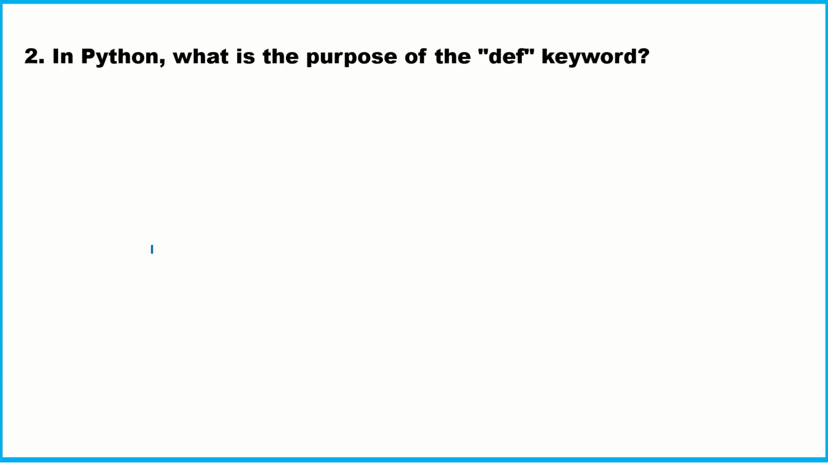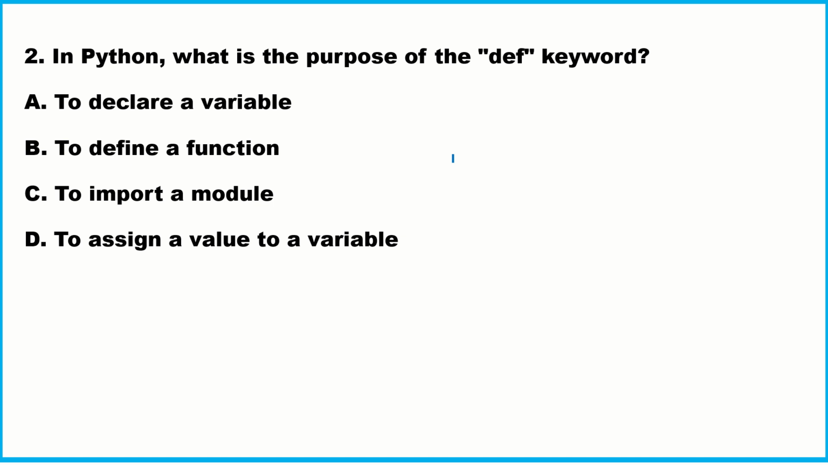Next one. In Python, what is the purpose of the def keyword? When you use this def keyword, you are telling Python that you want to create a new function, and you need to specify the name of the function and any parameter. So the purpose is to define a function, and you need to specify the name of a function and any parameter that it will accept.